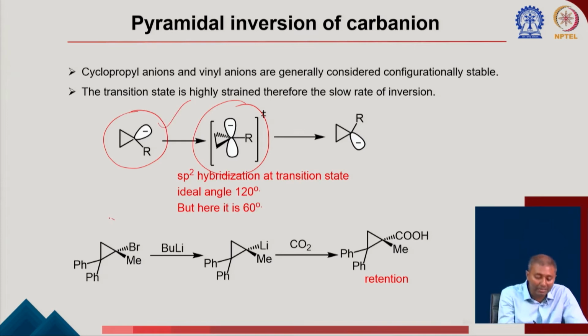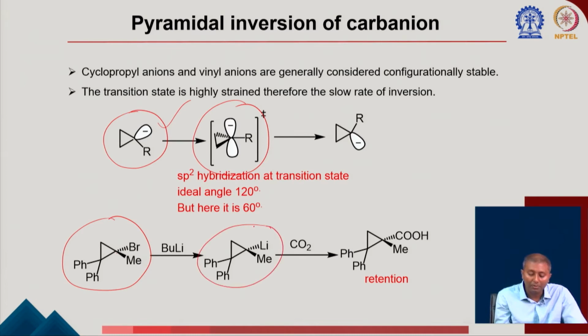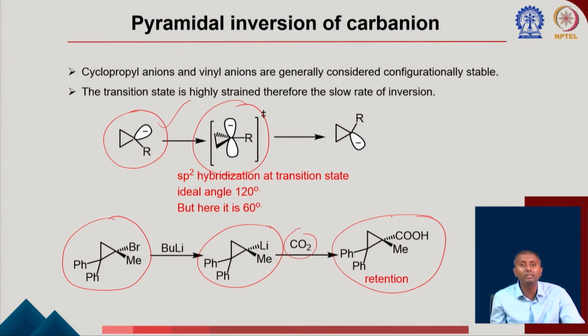And here is an example. If you start with this particular chiral compound and go for a metal-halogen exchange to generate the corresponding lithium species, this lithium retains the configuration. It can be trapped with CO2 to give the corresponding product. So what we are seeing is that if you generate a cyclopropyl anion, it goes through retention. We are not seeing a mixture of enantiomers.